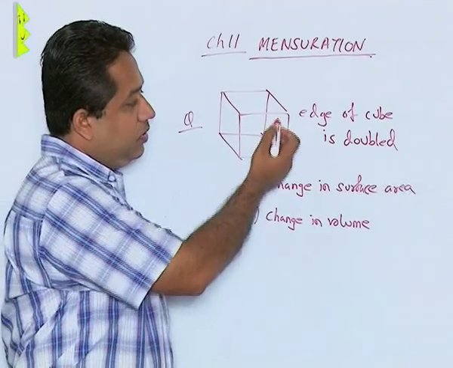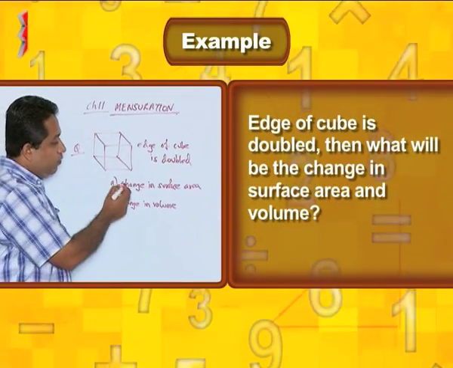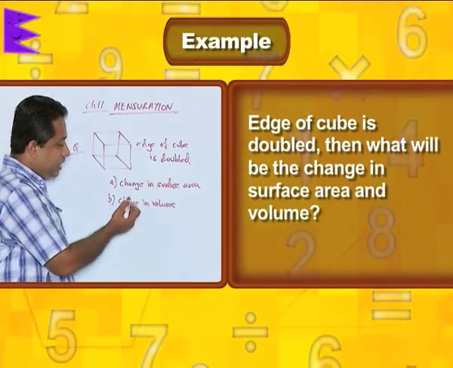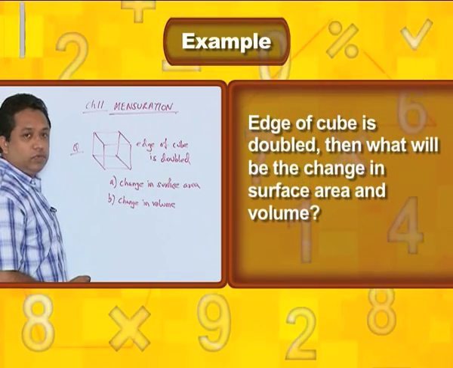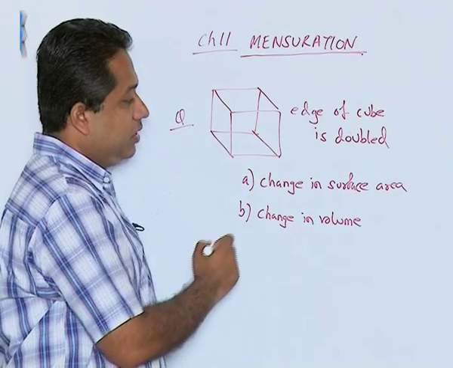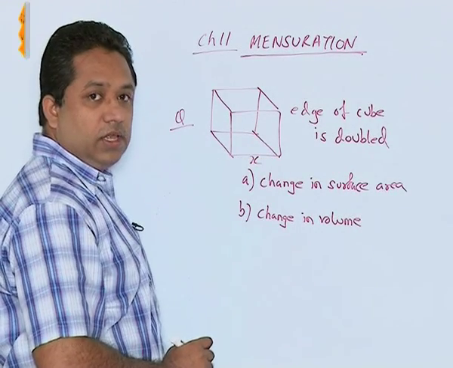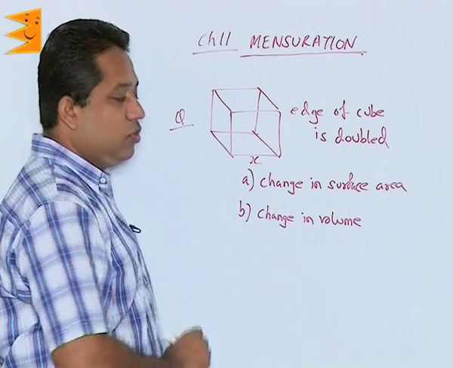This is a cube and the question says edge of a cube is doubled. Then what will be the change in surface area and what will be the change in volume? So, this is the side of the cube. Now, if it is doubled, then let us say the side of the cube is x at the moment and when it is doubled it will become 2x.